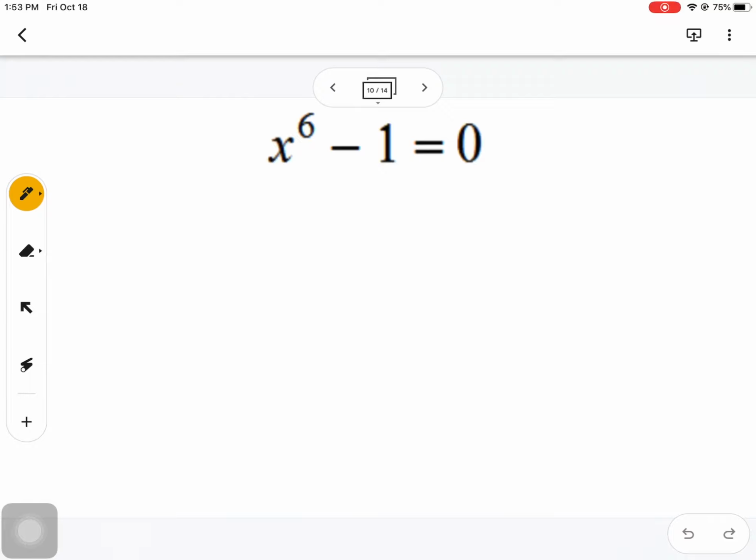What I want you to think about first is what special pattern this one is. This one, while it may not look exactly like it, is actually a sum or difference of cubes. So the first thing I'm going to do is split this up with our sum or difference of cubes pattern. If you need to look up what that looks like, then I would do that now before continuing on.